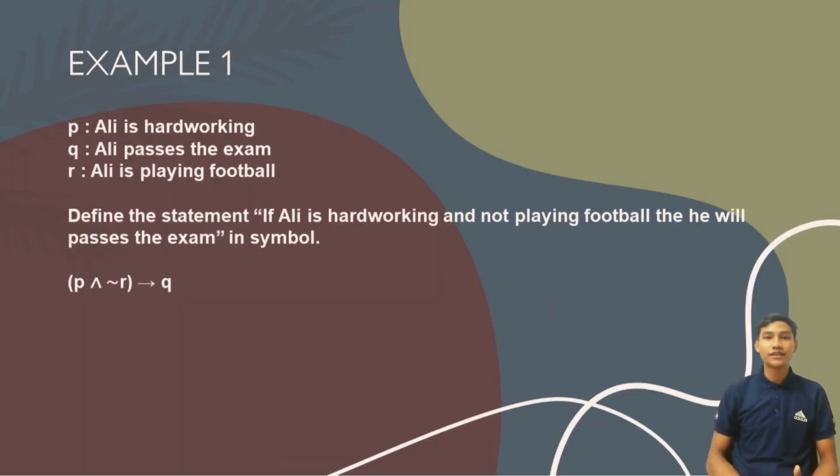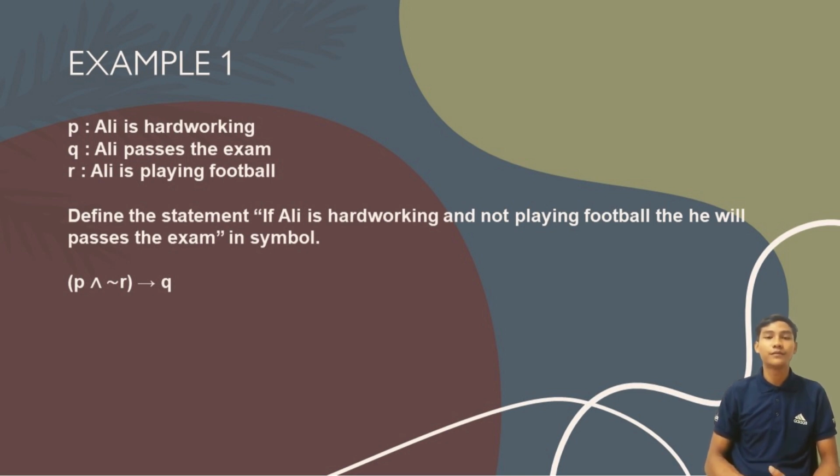For example 1, we know that P is Ali is hardworking, Q is Ali passed the exam, and R is Ali is playing the football. The question is to define the statement: if Ali is hardworking and not playing football, then he will pass the exam.